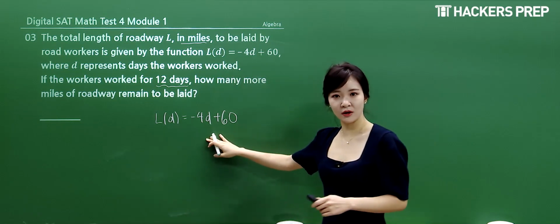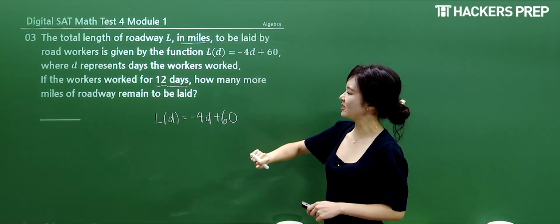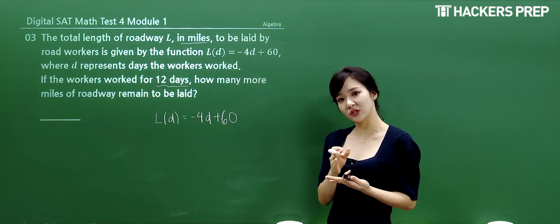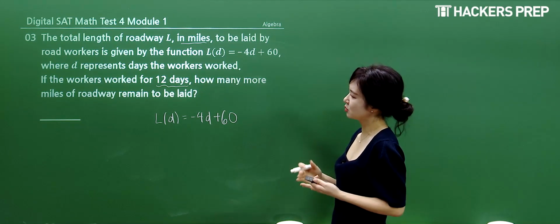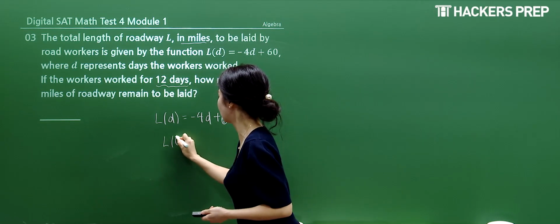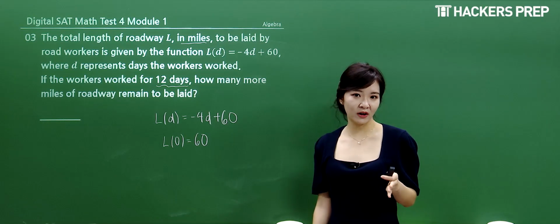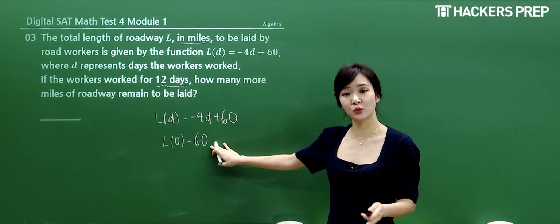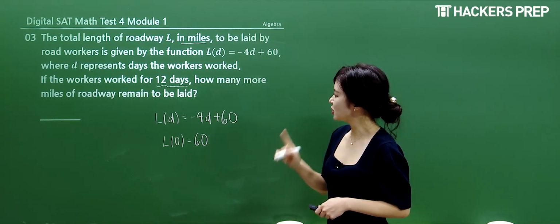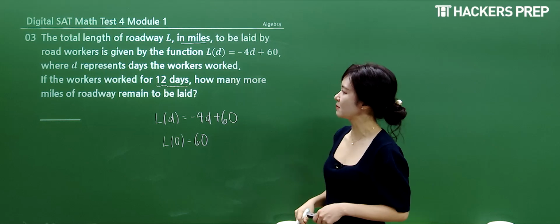And let's imagine for a little bit if D were 0, which means none of the days, or the starting day that the workers have begun to work. In that case, this L of D, or L of 0, would equal 60. So at the very beginning, this represents the number of miles the road workers have to get laid.